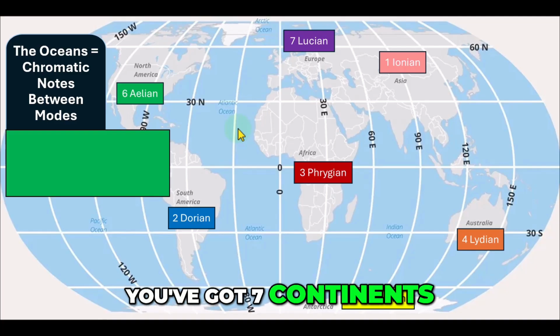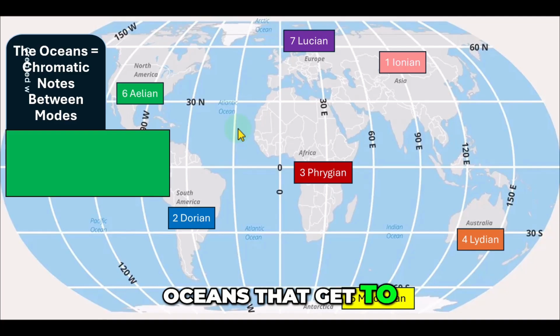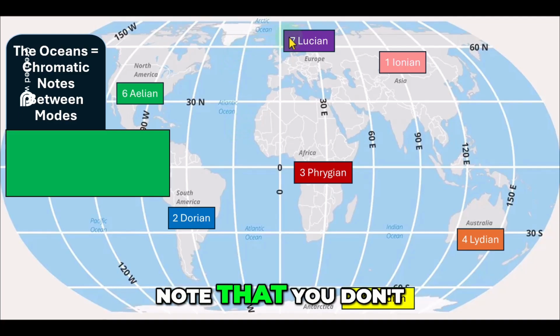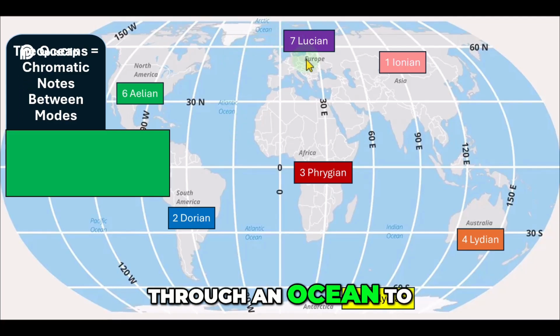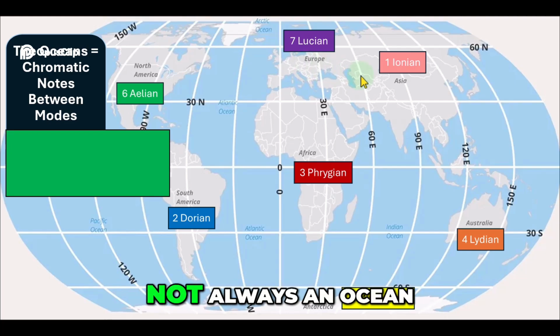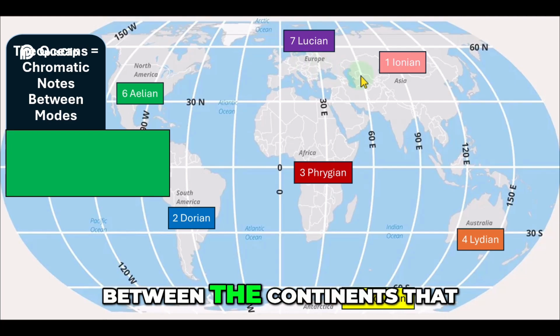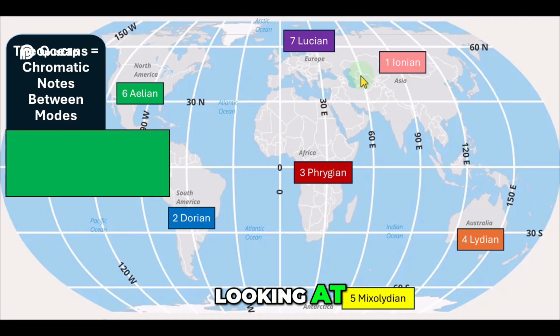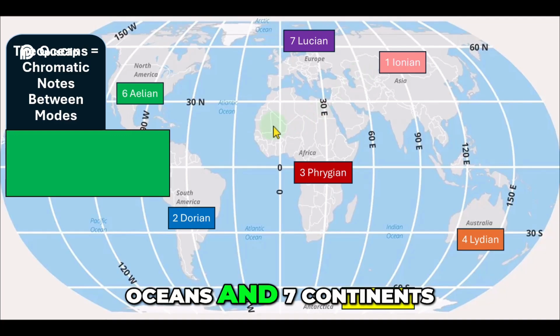You've got 7 continents and you've got 5 oceans that get to our 12 different locations. Now note that you don't always have to go through an ocean to get to the other continents. So we have Europe going over to Asia here. That means there's not always an ocean between the continents that we're going to be looking at. But we have 5 oceans and 7 continents.